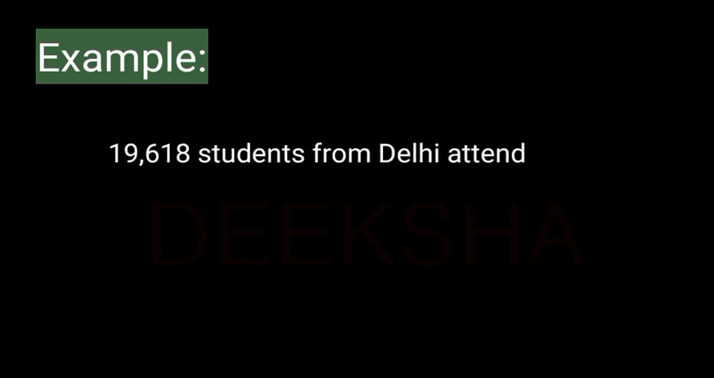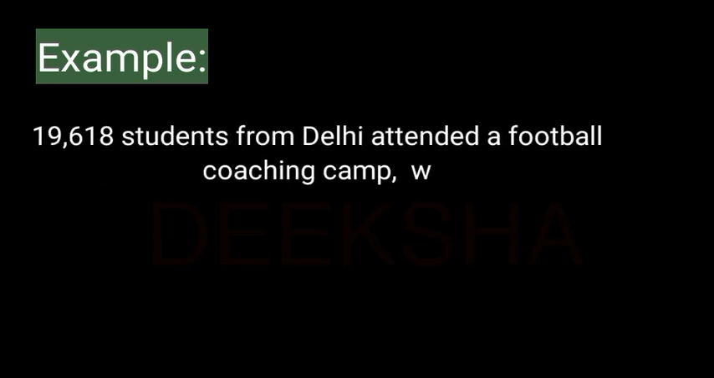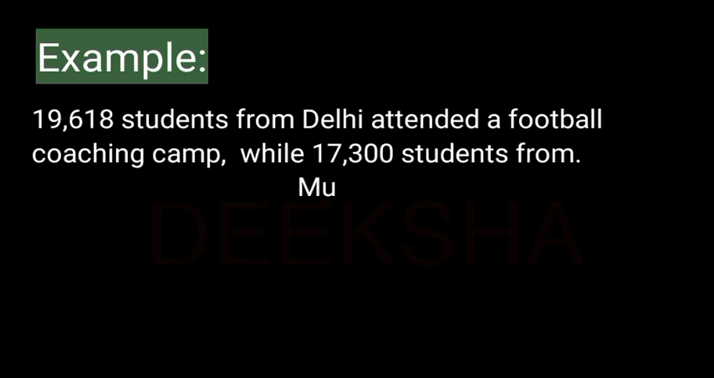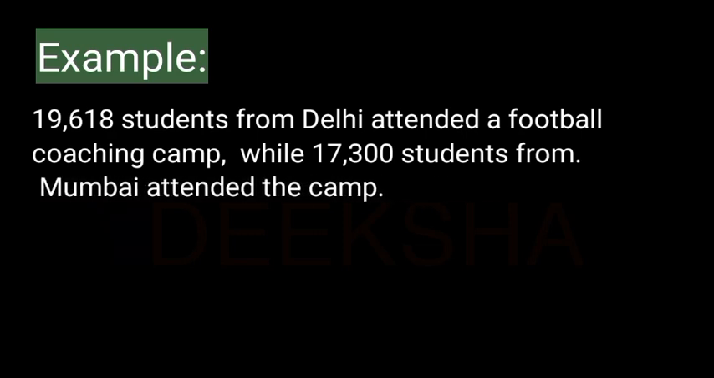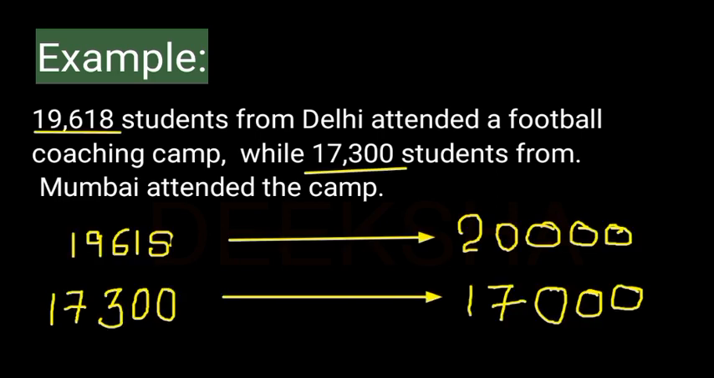For example, 19,618 students from Delhi attended football coaching camp, while 17,300 students from Mumbai attended the camp. Now here we can round off these figures to the nearest thousand and can say 20,000 students from Delhi attended the camp, while 17,000 students from Mumbai attended the camp.